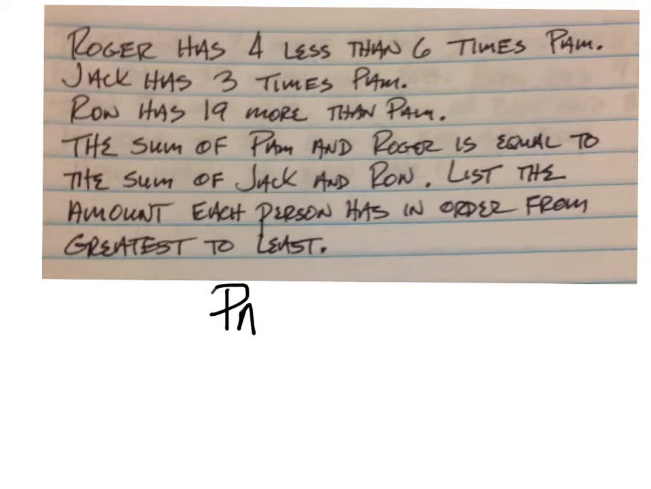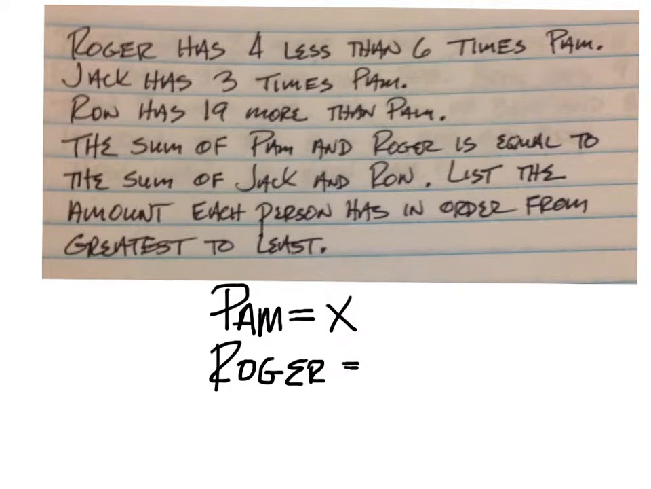Alright, so we'll put that down. Now what about Roger? Roger has 4 less than 6 times Pam. So what's the expression going to be for Roger? 6x minus 4 is right.